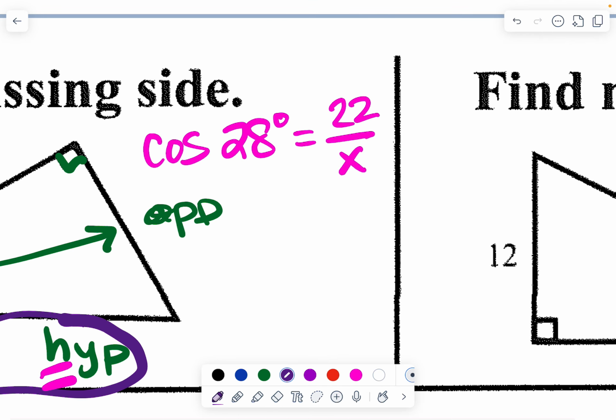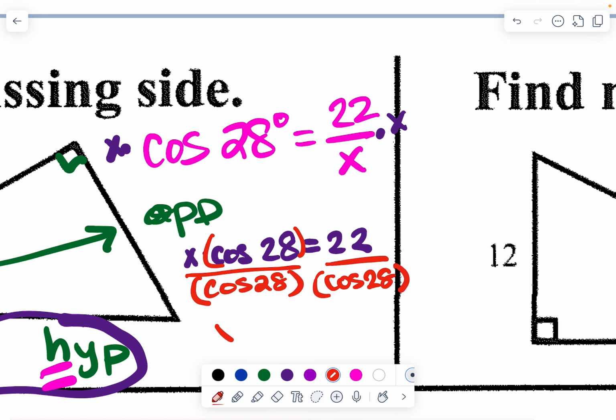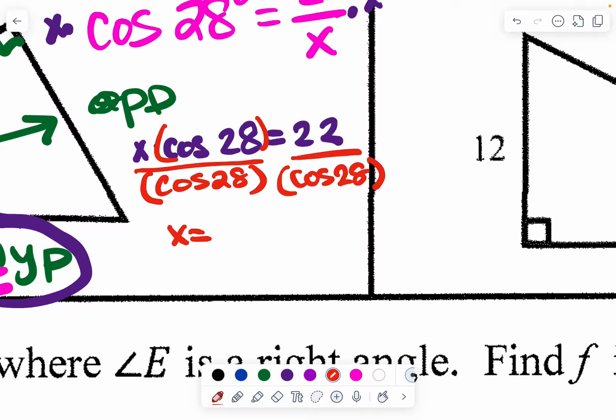Here, I've got x in the denominator. I can't solve x in the denominator, so I'm going to multiply x to both sides. So I've got x times the cosine of 28 equals 22. I'm still needing to get x by itself, so I'm going to divide both sides by this cosine of 28. Now, cosine of 28 is just a number. So we've got x equals 22 over cosine of 28. Go ahead and plug this into your calculator.